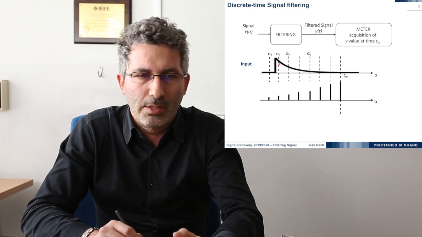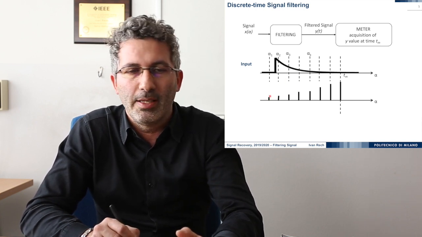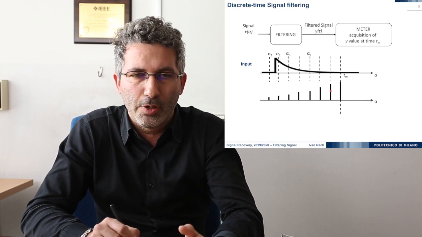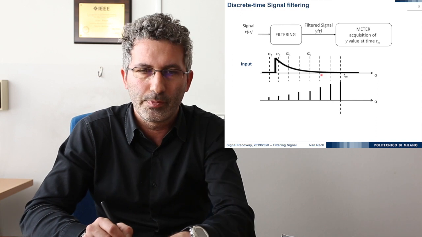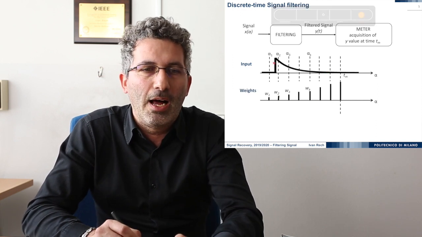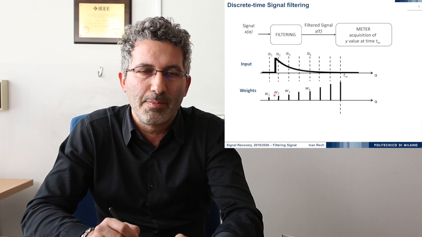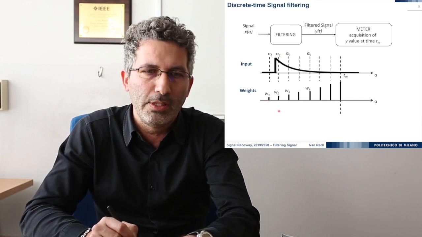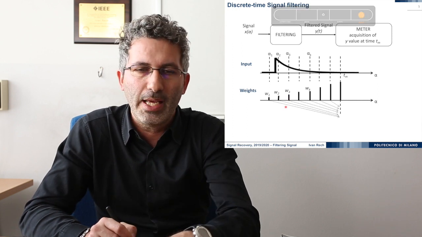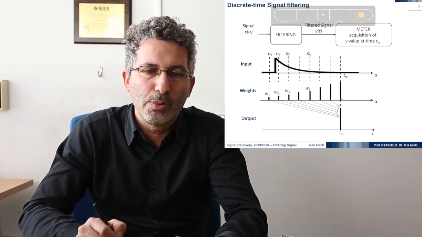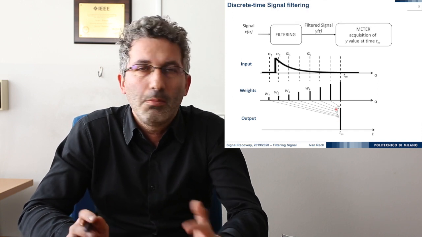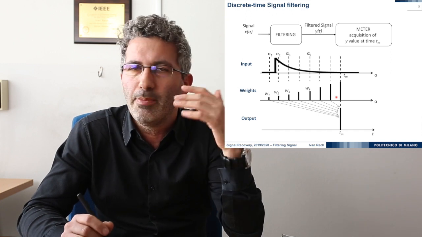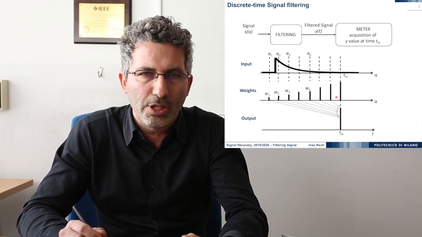So we have the sample, we have the weight for each sample. We just have to multiply x of alpha 1 times w1, x of alpha 2 times w2, and sum all the values. So we can create our output at time Tm. Very basic concept. It's exactly what you do in an FPGA, DSP, microcontroller with a digital approach.